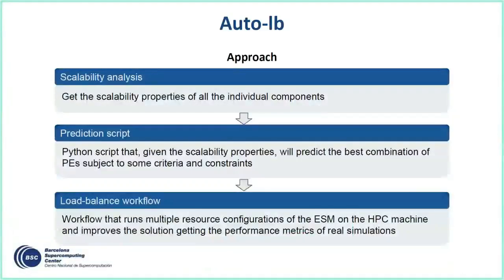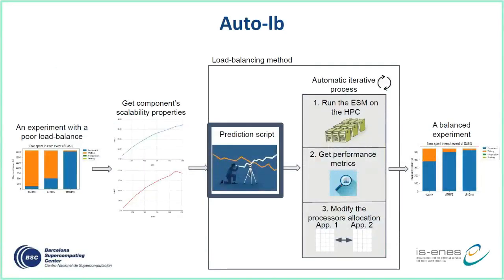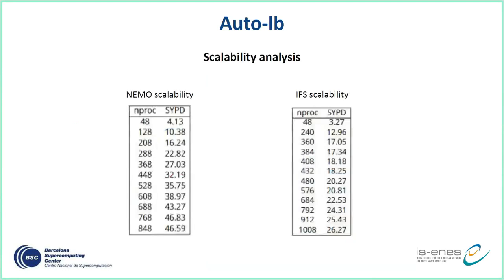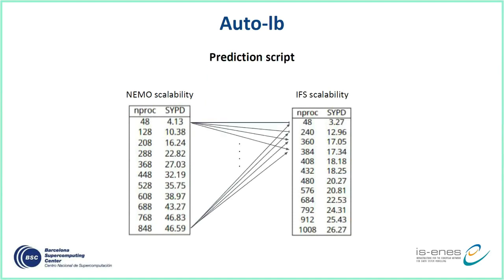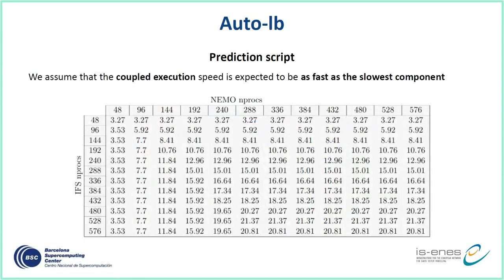So with that out of the way, I will talk about the method itself. I already introduced it a little bit, the Bayesian script. So we start with the scalability of a couple of components. We have NEMO and IFS simulated years per day at different processor counts. And the first step is to combine all the possible combinations that we have with both components. With this, we can create a table. At the top, in the horizontal, we have the NEMO processors, and vertically the IFS processors. And the values in the table are the simulated years per day of that combination, assuming that the coupled execution speed will be as fast as the slowest component, which is like the ideal.